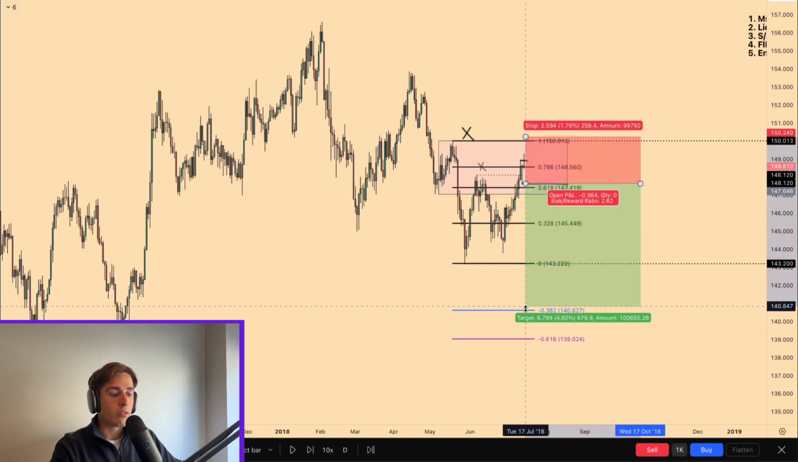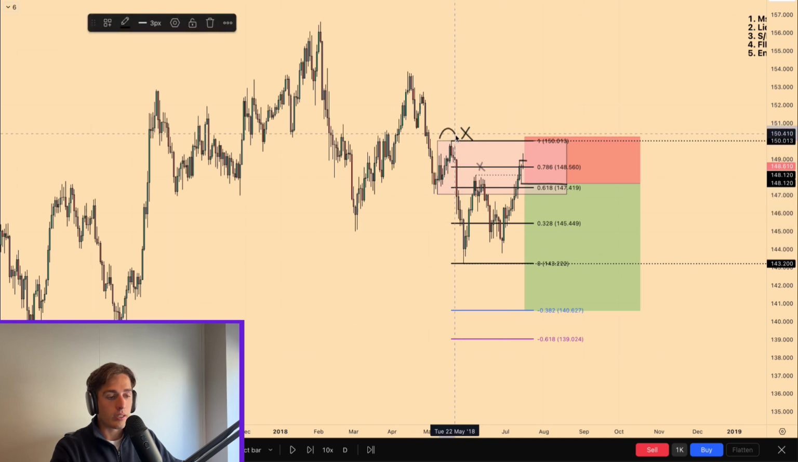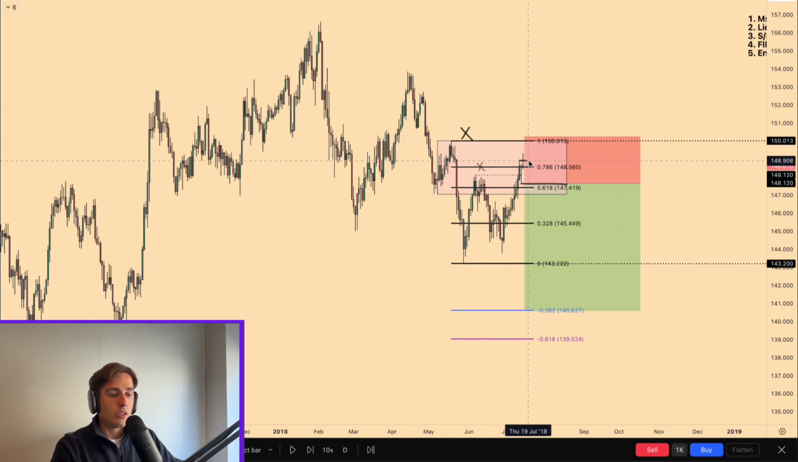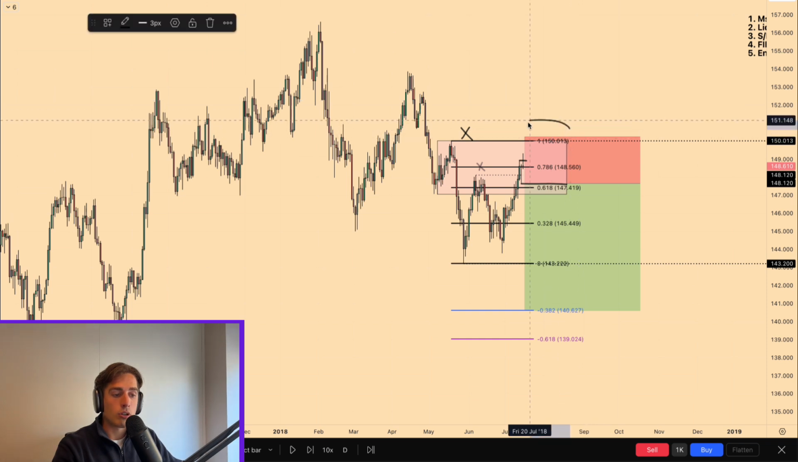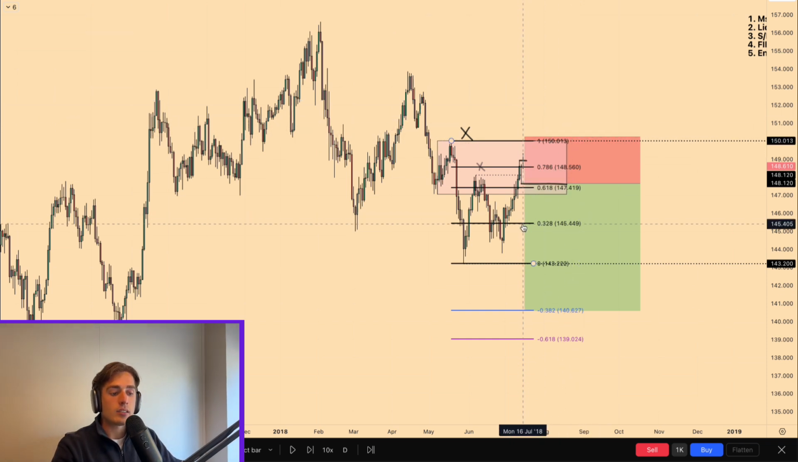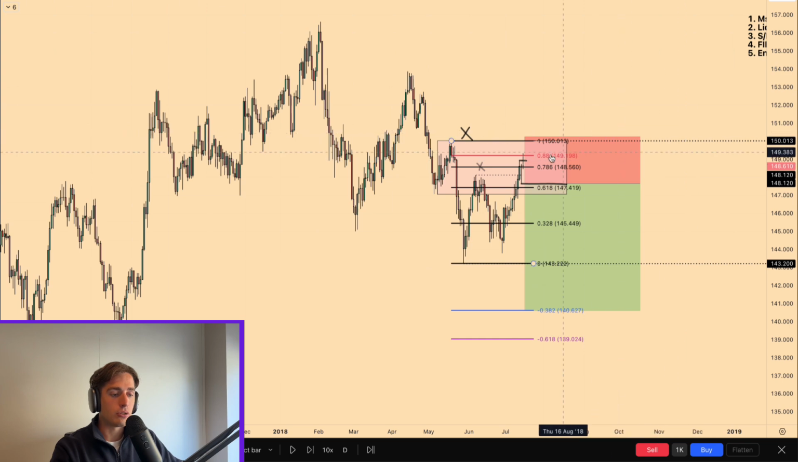You always expect the 1 fib itself, so the start of the overall impulse, so the overall swing high, to be respected and the market to not move past that point. So that is why a lot of traders tend to place their stop loss above the 1 fib. Something else that I see a lot of traders do, and what you can also do, is use a Fibonacci level, which is the 0.88 Fibonacci retracement level. That is also a level that a lot of traders use for the stop loss.